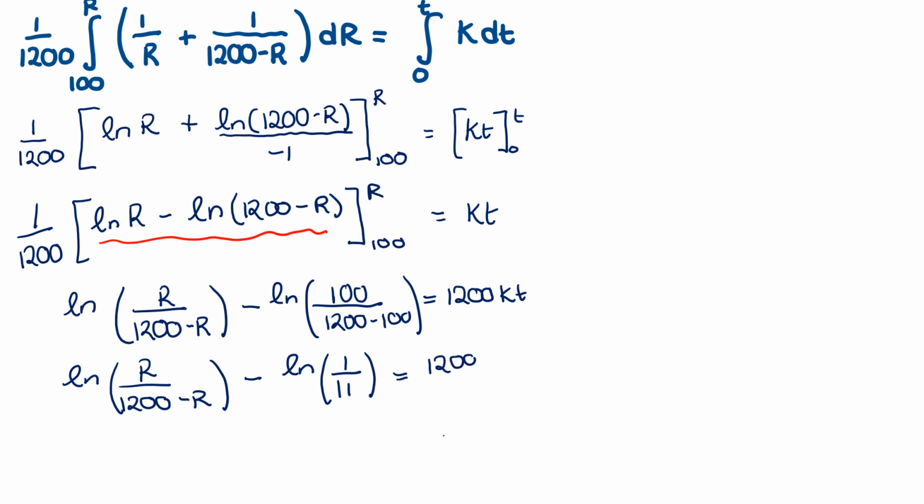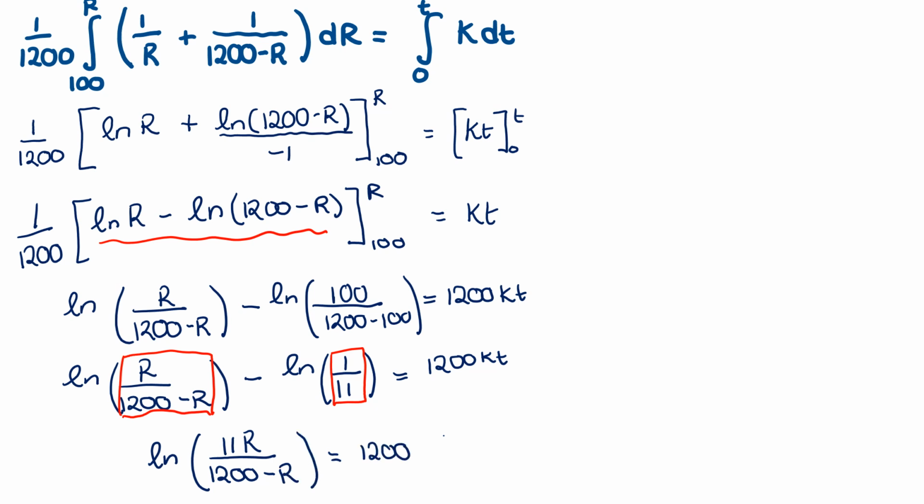Now, there's lots of different ways you can work with this. The natural log of 1 over 11 is kind of a nasty enough decimal, so you're welcome to put that decimal in. Don't round it too much. However, what I'm going to do is I'm going to use these laws of logs again. So I'm going to effectively divide the whole bit by 1 over 11. And when we divide by a fraction, instead you multiply by its reciprocal. So this becomes the natural log of 11R over 1200 minus R, and that's equal to 1200 KT.